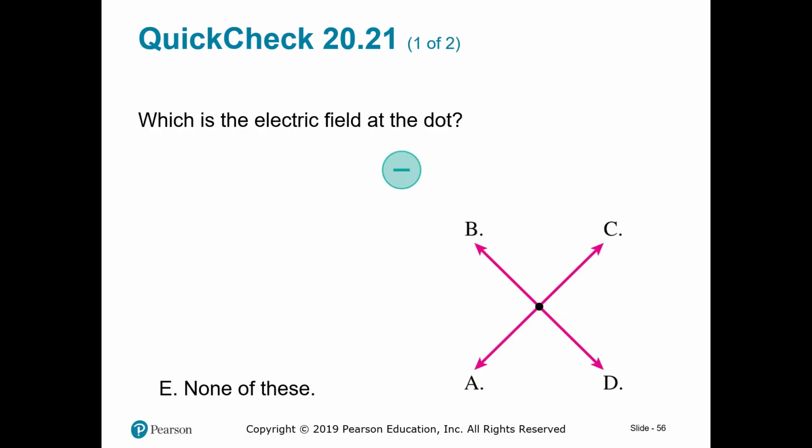And then what is the electric field at the dot? Again, the electric field due to a negative charge is toward the source charge, the negative source charge.